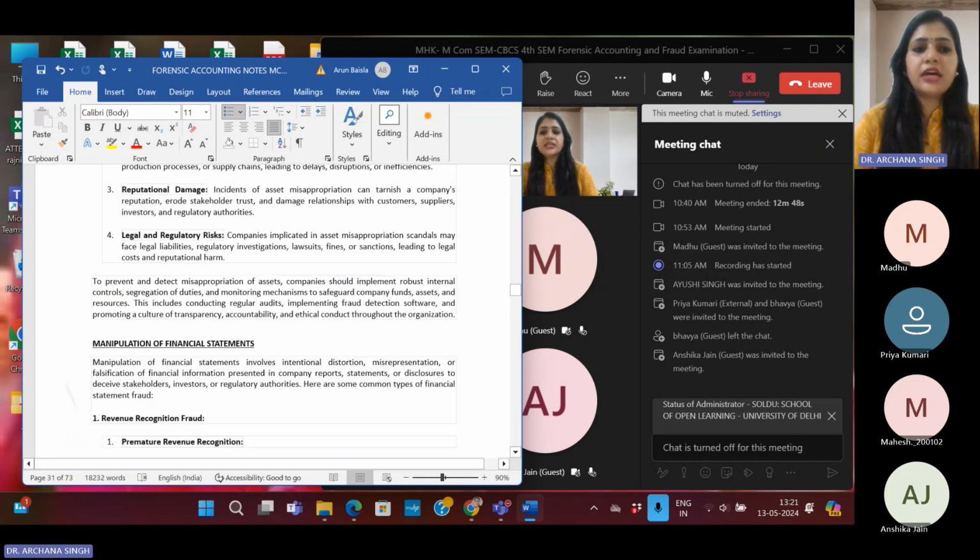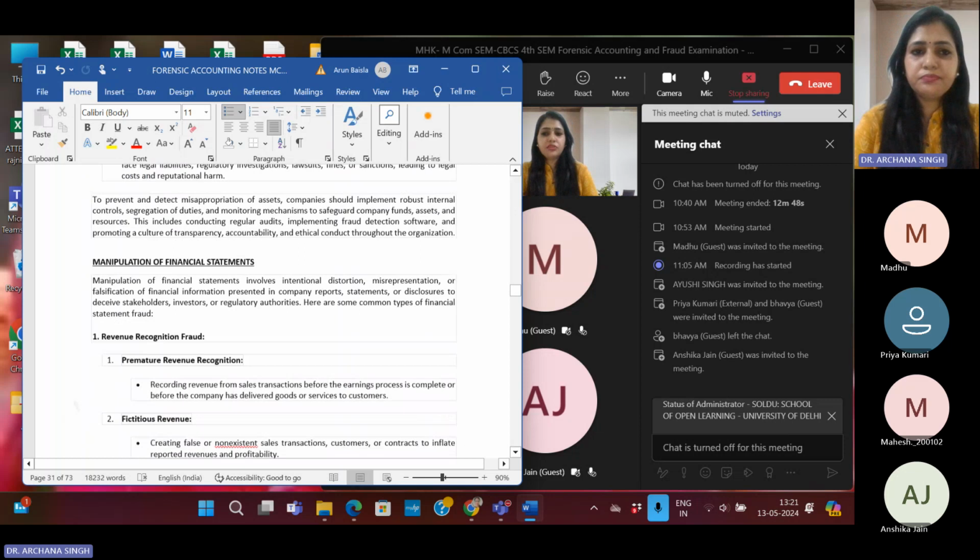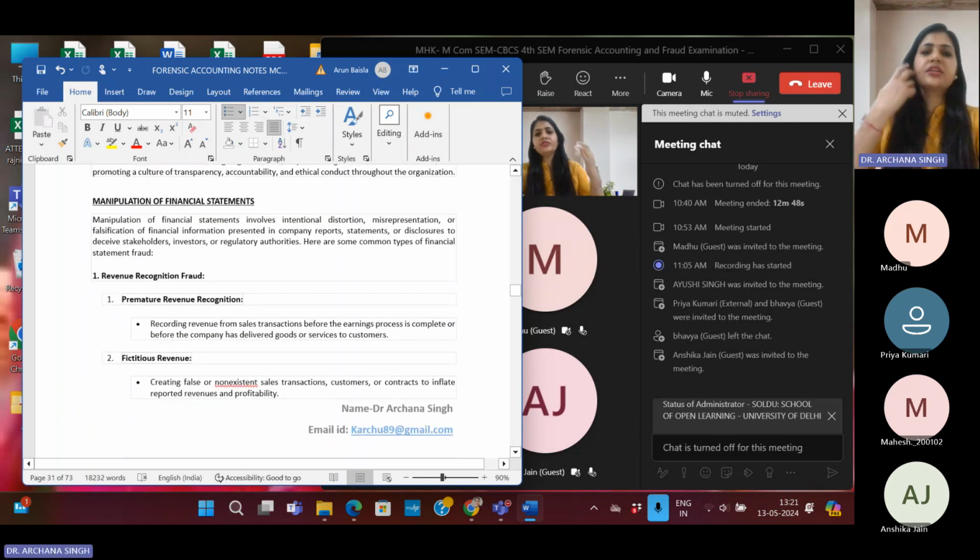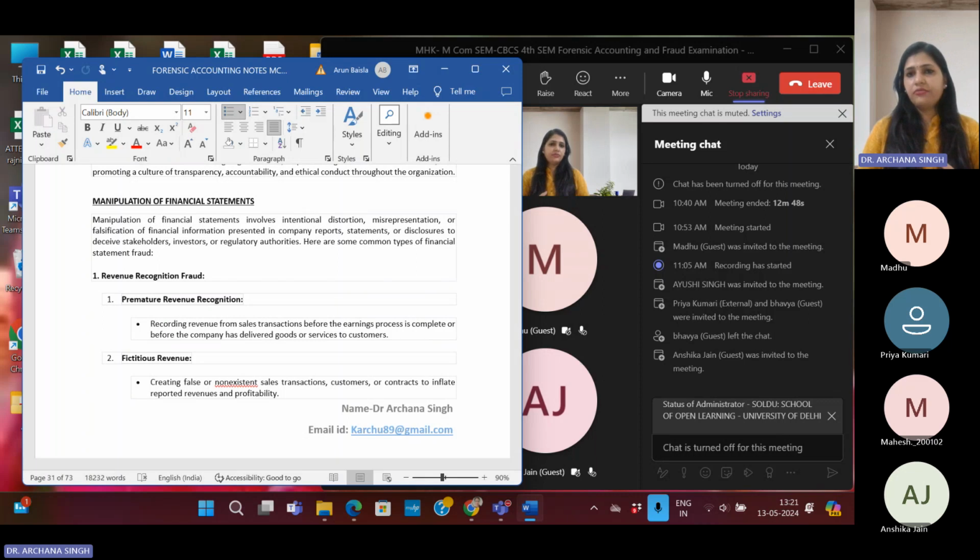Now next is manipulation of financial statements. Manipulation of financial statements basically involves what? Misrepresentation or falsification of financial information that is presented in the company's reports, statements, or disclosures so that they can deceive the stakeholders, the investors, and regulatory authorities. So what are the common types of financial statement frauds?